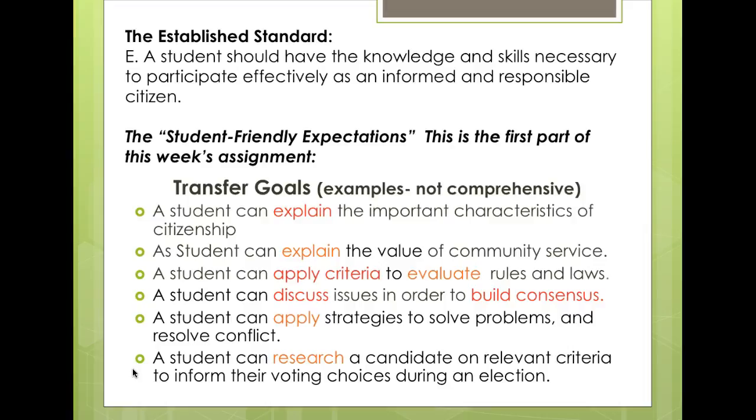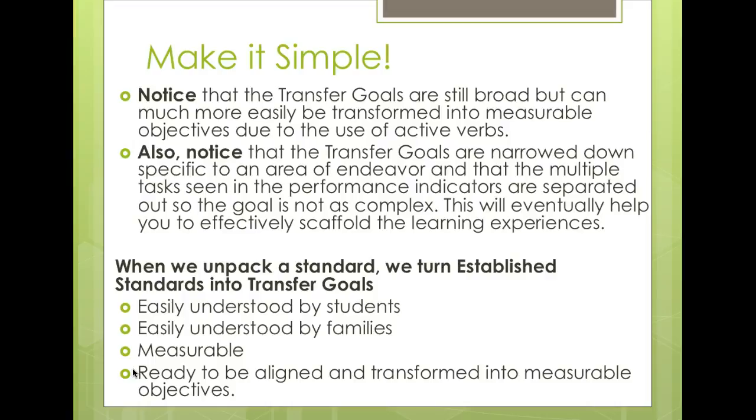They can explain the value of community service. They can apply criteria to evaluate rules and laws. They can discuss issues in order to build consensus. All of these things are observable in some fashion. A student can apply strategies to solve problems and resolve conflict, which is the mediator program or the mediation program. A student can research a candidate on relevant criteria and inform their voting choices during an election. So all of these are actually real-world applications of the citizenship standards. But these are goals. They're even more specific than the performance indicators. Please keep it simple. KISS, keep it simple, silly.